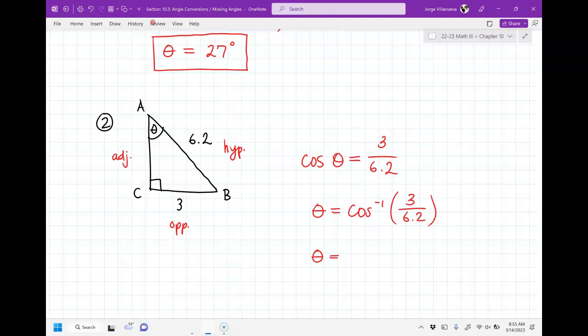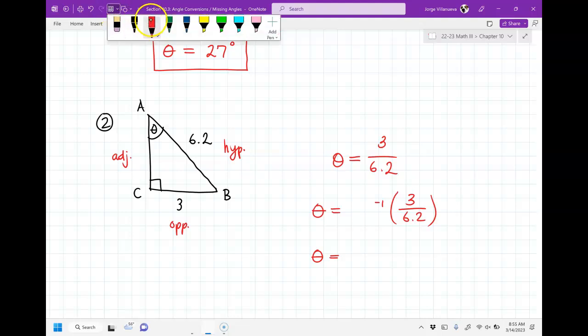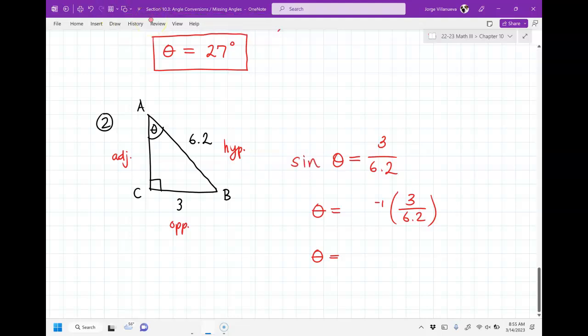Oh, sorry about that. Thank you for that. I was remembering what you told me and I did not get it out of my mind. Sorry about that. Thank you for that correction. I heard both of you guys tell me it should be sine. Sine inverse 3 divided by 6.2.